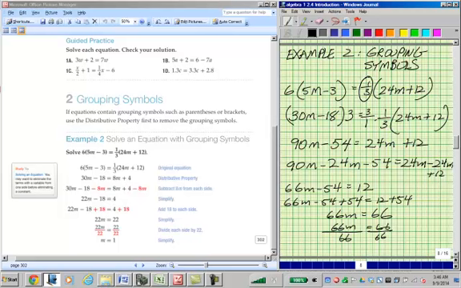Now, 2a, I think it's just some practice. Let's see here.